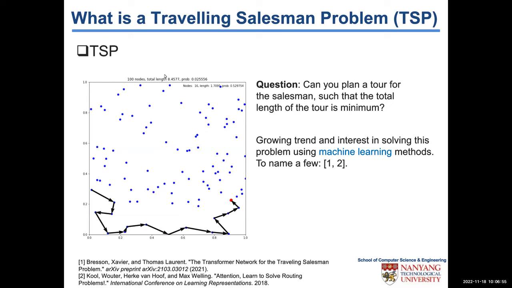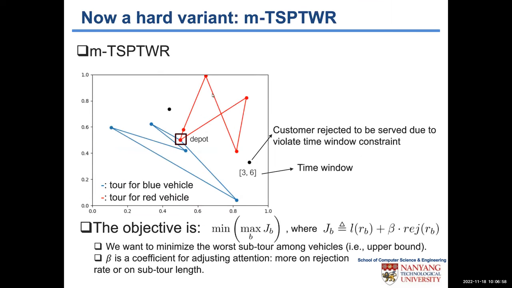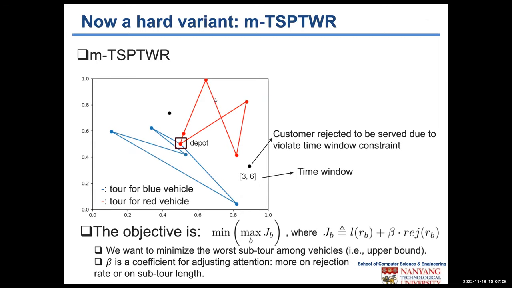Okay, so this is the brief introduction to the very simple traveling salesman problem itself. In this work, in my publication, we consider a more realistic variant of the TSP, which we call the multiple traveling salesman problem with time window and rejection. In this problem, instead of having a single delivery guy, we have multiple salesmen, which is the reason why we call this the multiple TSP. At the same time, each delivery guy is responsible for making delivery or service for its own customers.